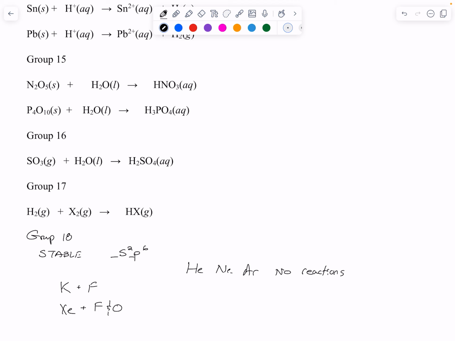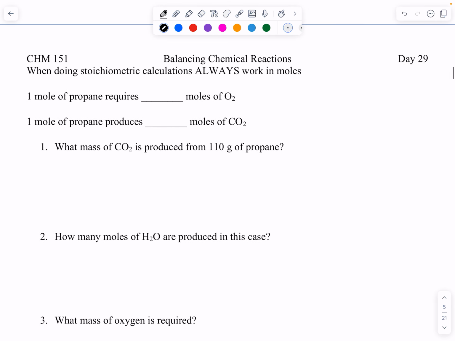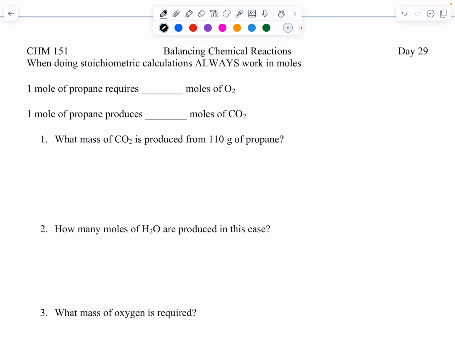All right, so those are some of the properties and some of the reactions that happen with oxygen and water and whatnot for the main groups. So let's practice some balancing, and then we'll wrap up day 29. If you remember, propane was this one. We did this one a while ago. C3H8 plus O2 goes to CO2 and H2O. If we were to balance this, 3 carbons on the left, 3 carbons on the right. 8 hydrogen, 8 hydrogen. Then we have 3 times 2 is 6, plus 4 is 10. 10 divided by 2, 5 oxygen.